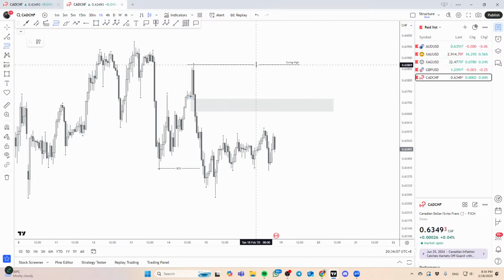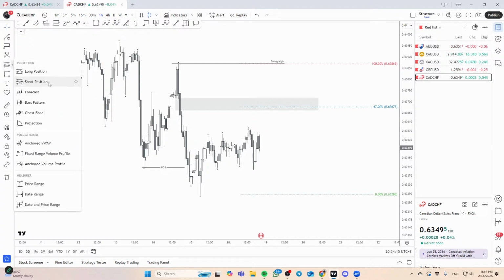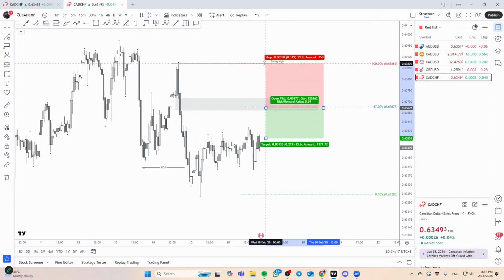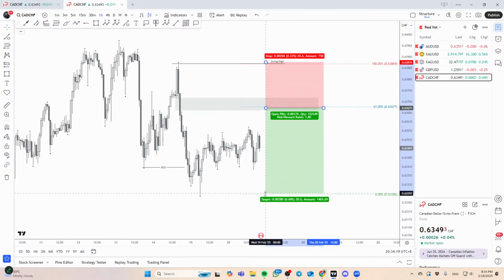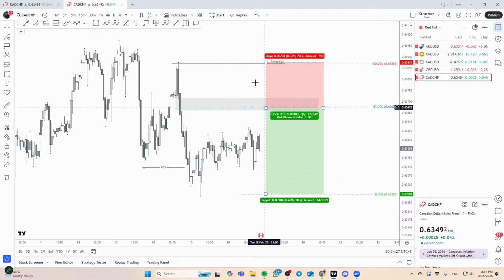If you take fibs from swing high to swing low, I'm just using a very simple 67 for a risk reward of 1:2. Something you can consider. So I think if you're trading Cat Frank, that will be a decent valid setup.